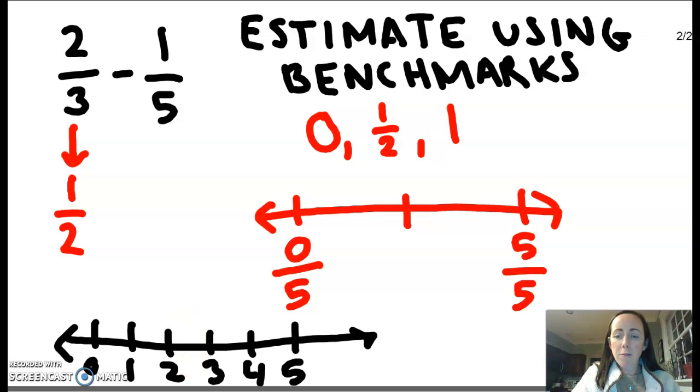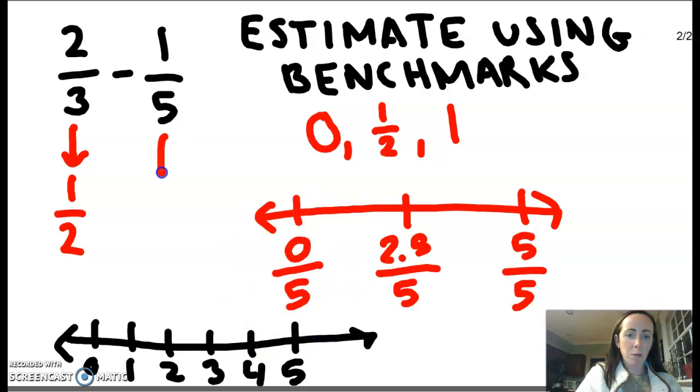So my 1/2 in fifths is 2.5 fifths. So I'm now thinking, is 1/5 closest to 0, 1/2, or 1 whole? Definitely going to be closest to that 0. So I'm going to replace 1/5 with 0.